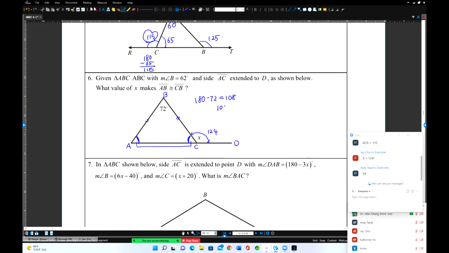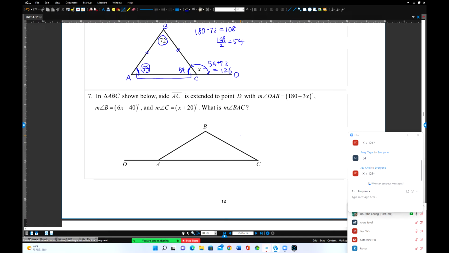So 108 divided by 2 equals 54. Each angle is 54 and 54. So this angle is how much? The exterior angle must be equal to the sum of these two remote angles. So X equals 54 plus 72, right? That is 126. Okay, very good. Good job.